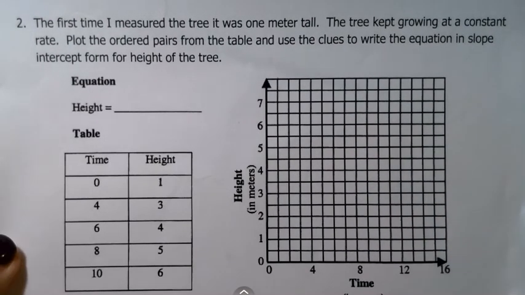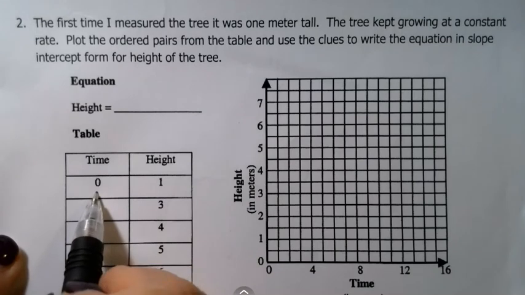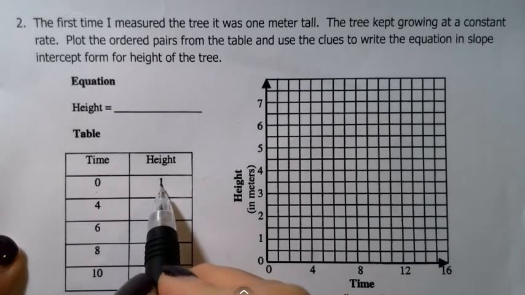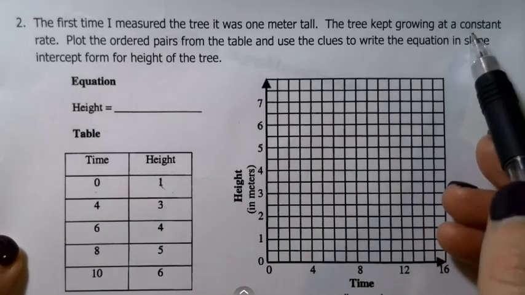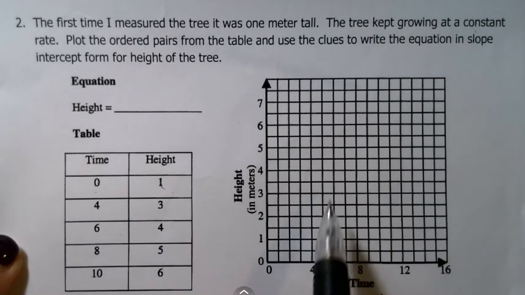Sorry. It says the first time you measured a tree, it was 1 meter tall. So the first time you measured a tree, that's time 0. It was 1 meter tall. The tree kept growing at a constant rate. Plot the ordered pairs from the table. Use the clues to write the equation in slope-intercept form.